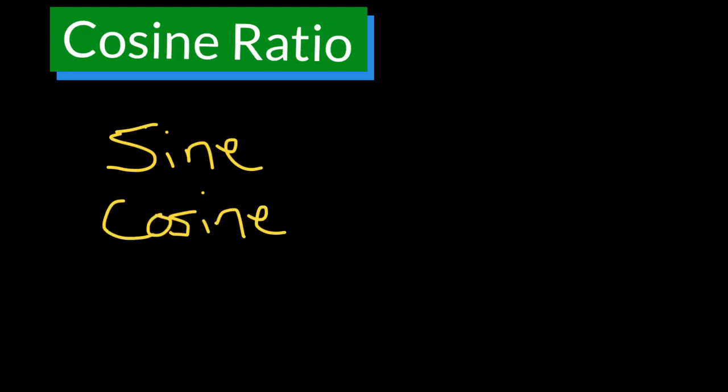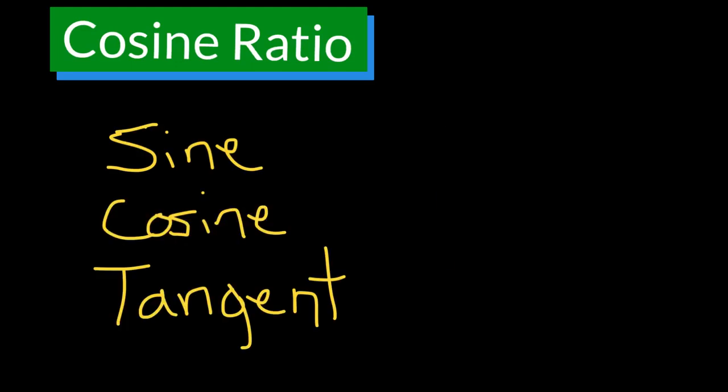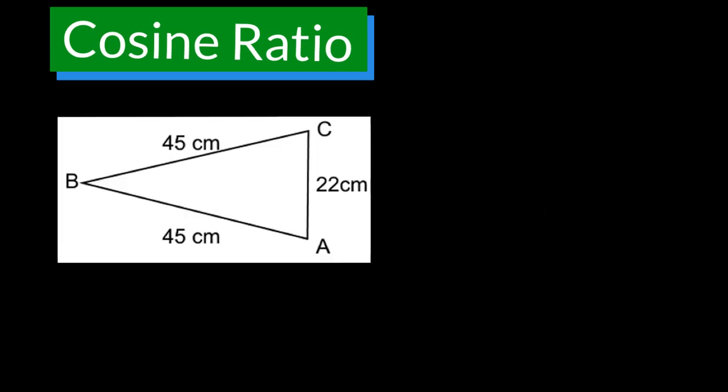Sine, cosine, and tangent ratios are used to solve problems with right triangles. Which ratio we should use depends on the problem we're solving and the information given. For example, say we're given triangle ABC and we're asked to find the value of angle A.